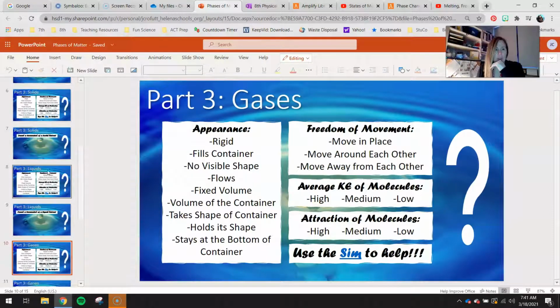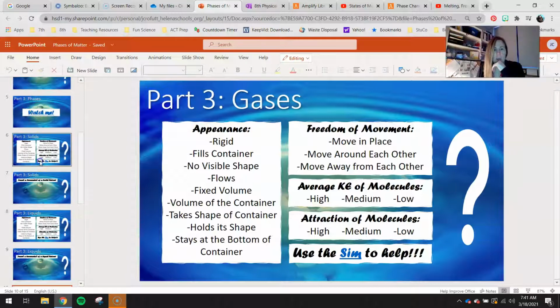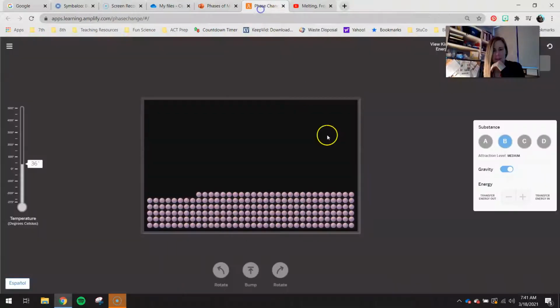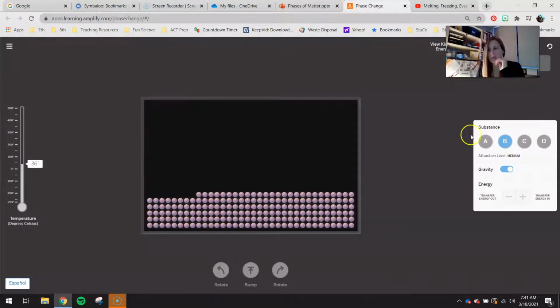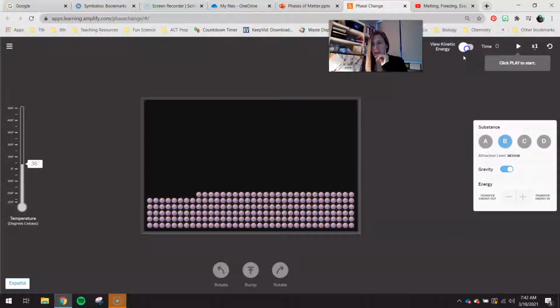Okay, so you guys will use 2 things to help you. You can use the video we just watched, or you can use the simulation. Your simulation looks a little something like this. You have 4 different substances over here, and you will see all 3 states of matter within those 4 substances. To get started up here, you can turn on your kinetic energy toggle.